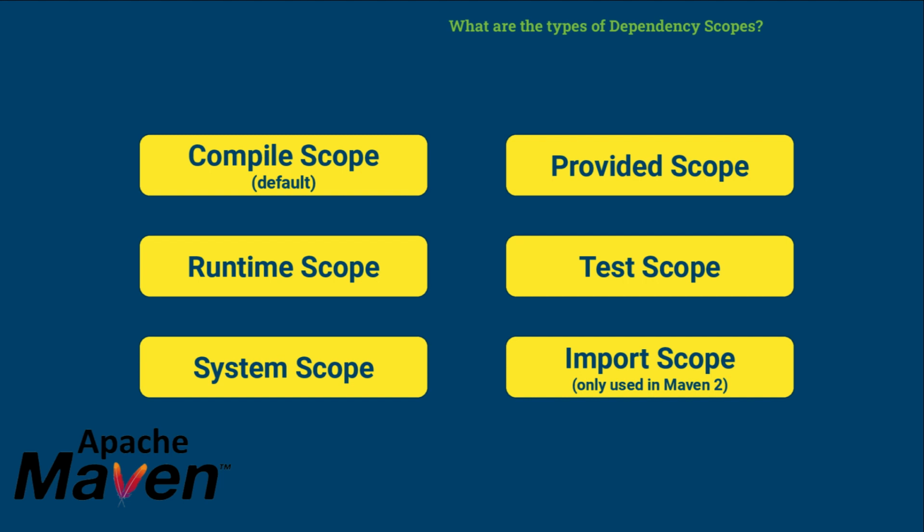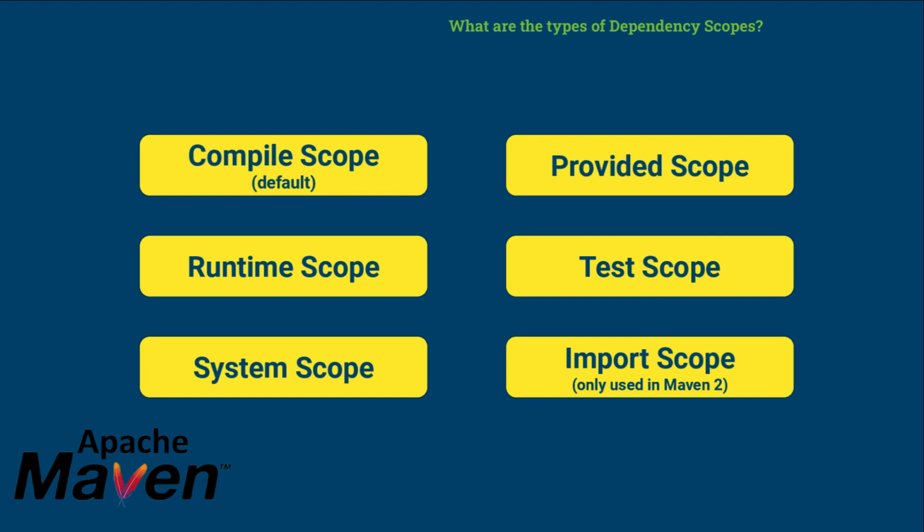Runtime scope, dependencies that are needed at runtime but not during compilation. For example, JDBC drivers may fall into this category. Test scope, dependencies required for testing purposes only. They are not included in the runtime class path. System scope, similar to provided scope, but allows specifying the path to the jar file on the local system. Use of this scope is discouraged due to portability issues.